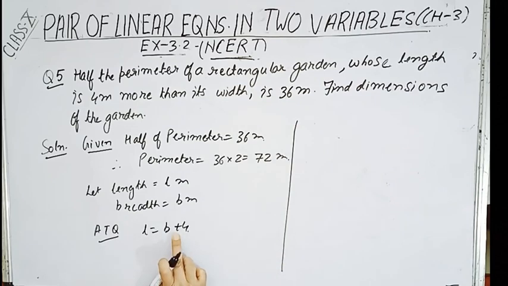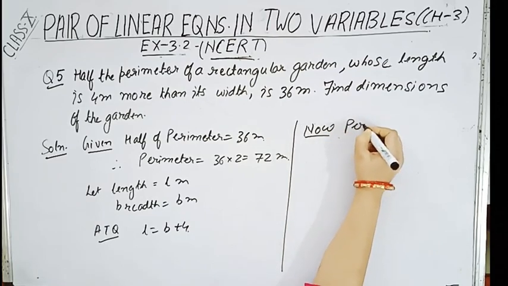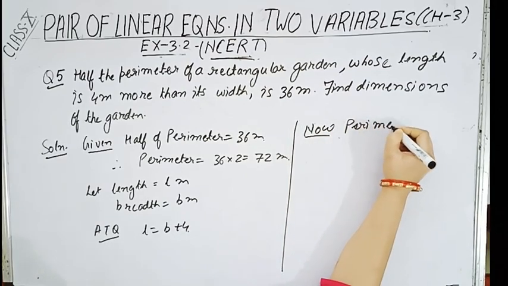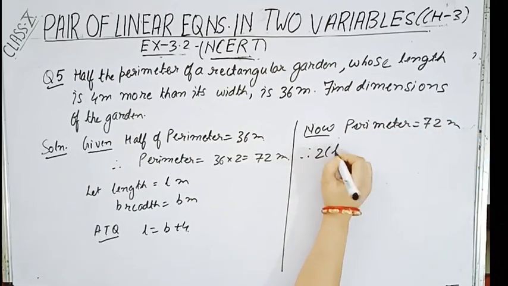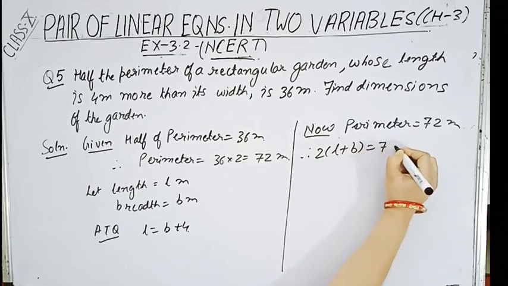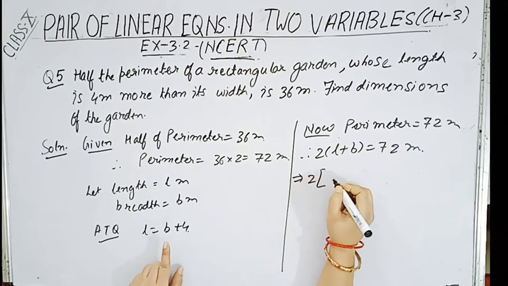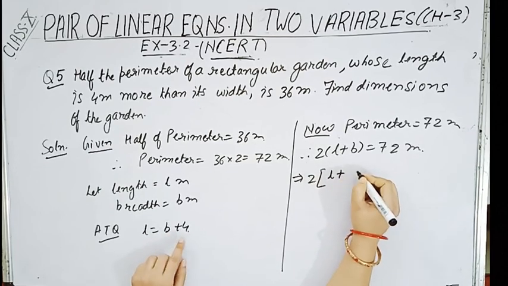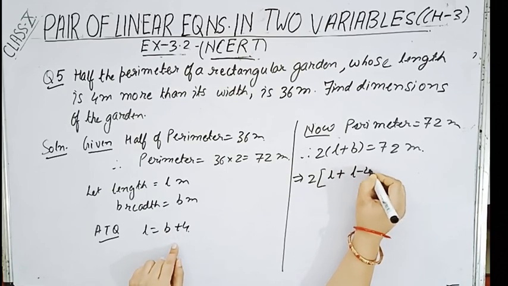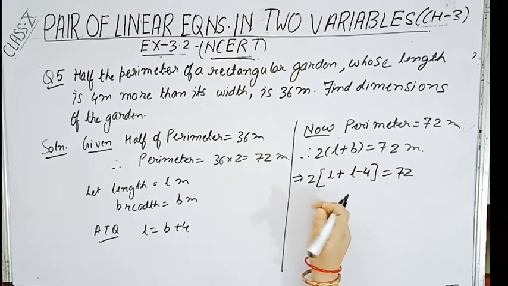Length is 4 meter more than the breadth. Now perimeter equals 72 meter. Therefore twice into length plus breadth equals 72 meter. This implies twice... Now length is breadth plus 4, or breadth is length minus 4. So whatever you feel you can write. I am writing L plus B, B will be L minus 4, equals 72. You can write over here L as B plus 4 as well.